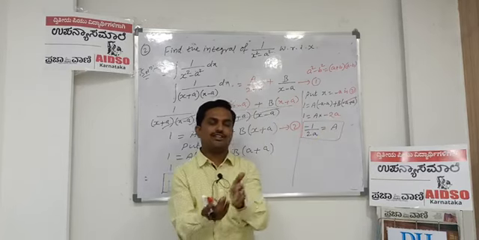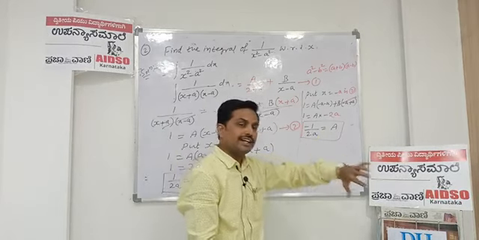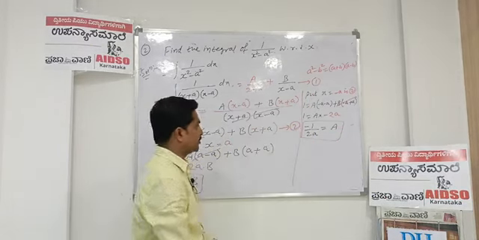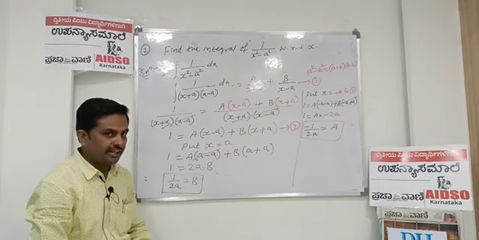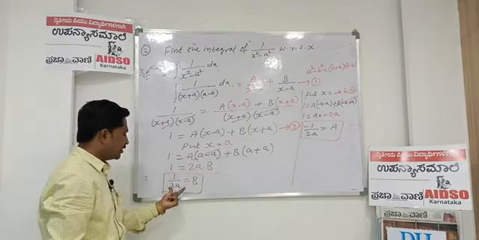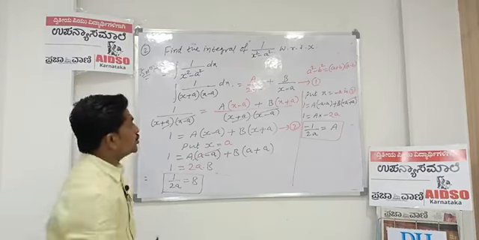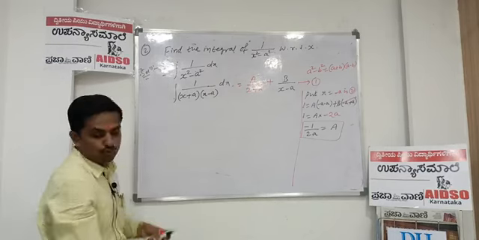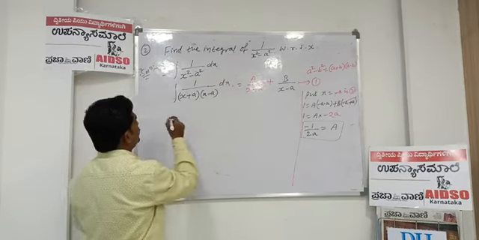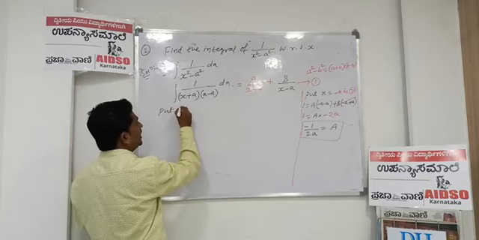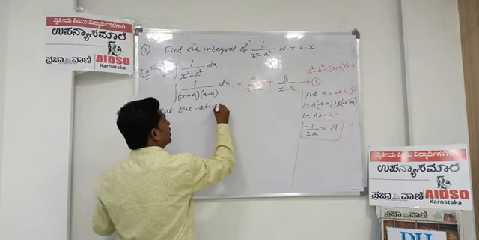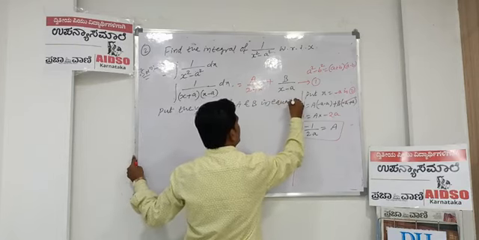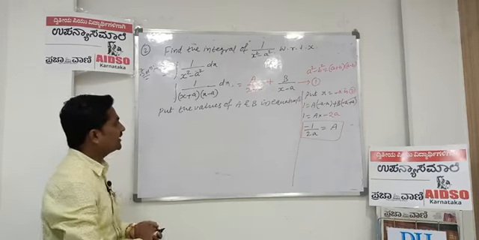Because 2a is in multiplication on the RHS, if you transpose it, it comes to the denominator on the LHS. So now we have the A value and the B value. The A value is minus 1 upon 2a, and the B value is 1 upon 2a, which should be substituted in equation 1. So let us substitute the values we have collected for A and B in equation 1.